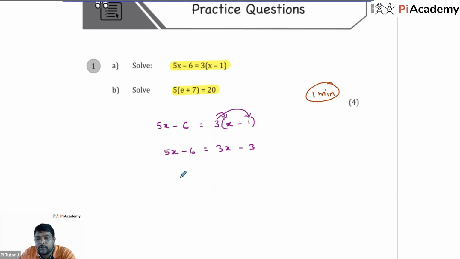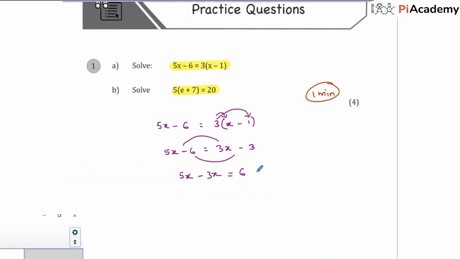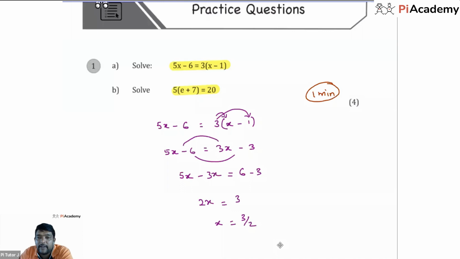So that is 5x minus 3x. You bring this 3x to this side, so 2x is equal to minus 3 plus 6, which is 3. So x is equal to 3 over 2. Am I correct, guys? Yes, sir. Wonderful. Great. Let's try the next question.